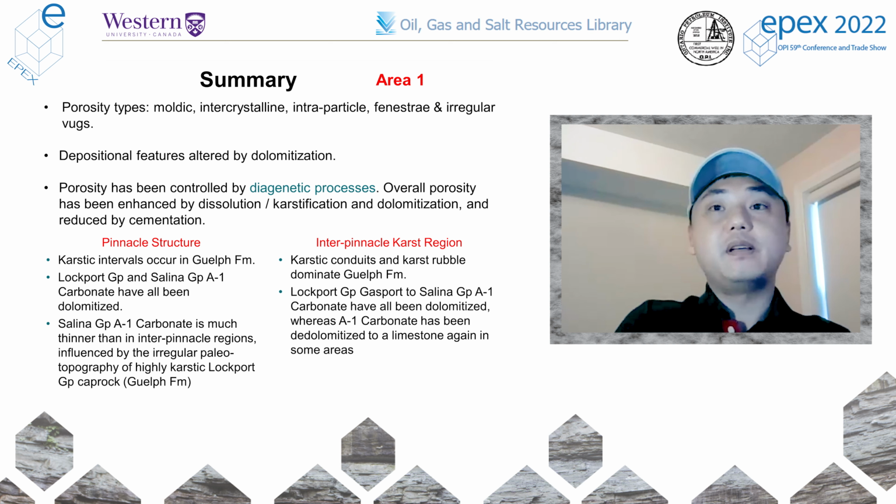So in this area, all the formations have been dolomitized except for the A-1 carbonate in the interpinnacle region. The porosity has been controlled by diagenetic processes such as dissolution, karstification, and dolomitization, and reduced by cementation. In the pinnacle structures, the karstic intervals do occur in the Guelph Formation, and in the interpinnacle karst region, the karst rubbles dominate the Guelph Formation and enhance the overall porosity.